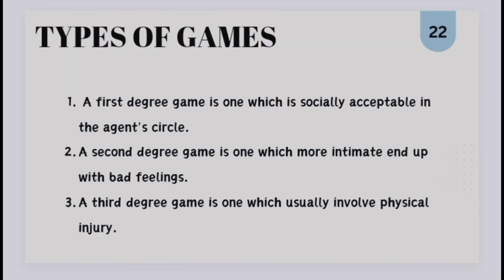Types of games. First one is a first degree game, which is socially acceptable in one's age circle. Second one is a second degree game, which is more intimate and ends up with bad feelings. Third one is the third degree game, which usually involves physical injury.